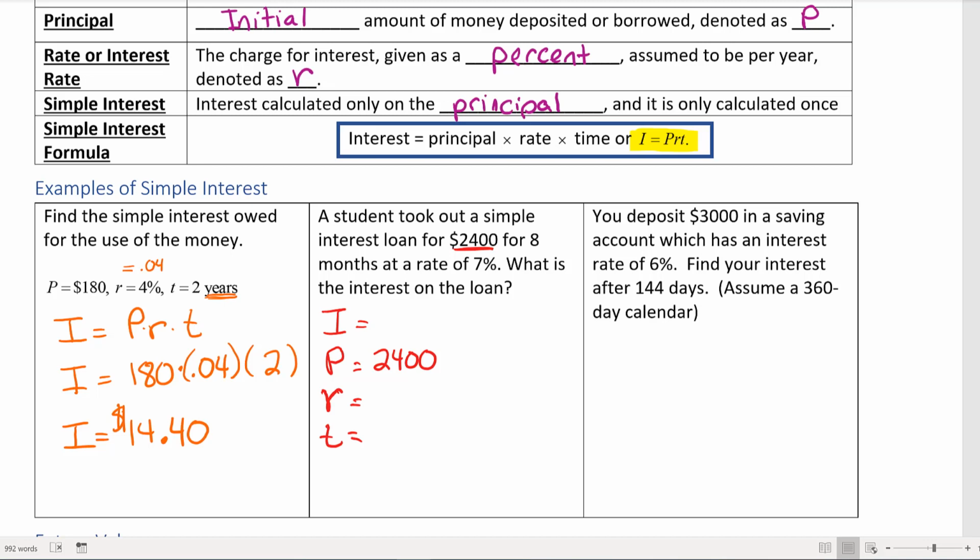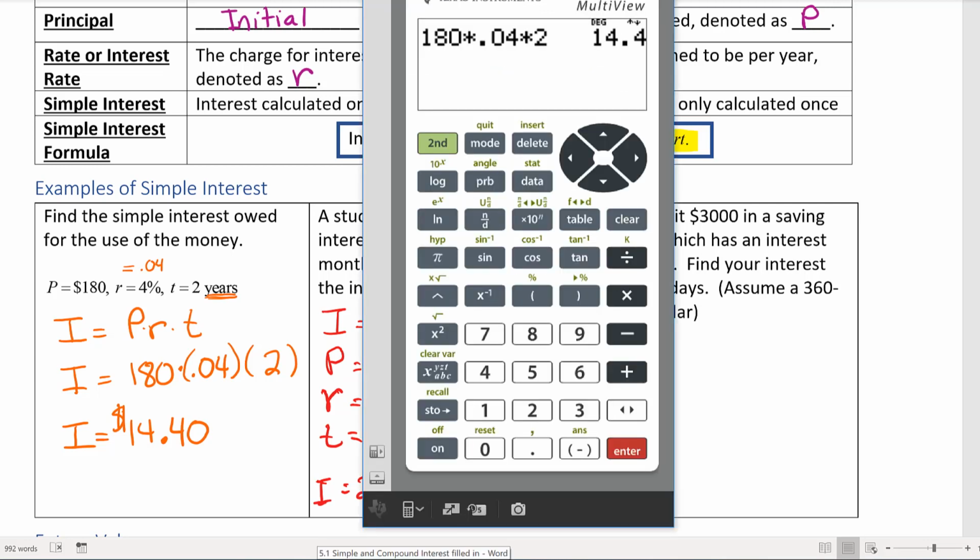But because time has to be in years, 8 months out of 12 months reduces to 2/3 of a year. It always has to be in years. Time always needs to be in years. My rate is 7%, but I'm going to use 0.07 because it needs to be a decimal. I is what I don't know, so I have a question mark on that. My formula is I equals P, which is 2,400, times my rate, which is 0.07, times my time, which in this case is 2/3.